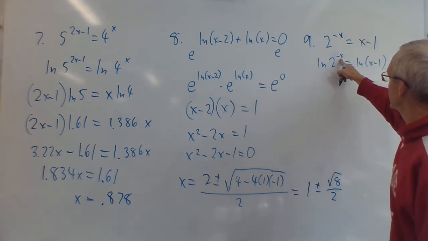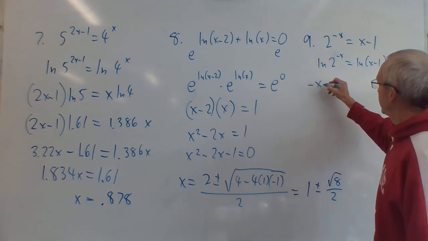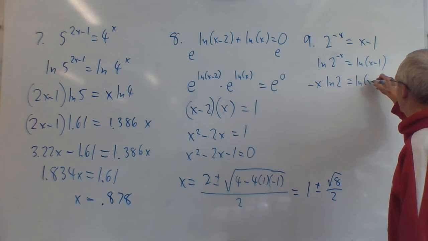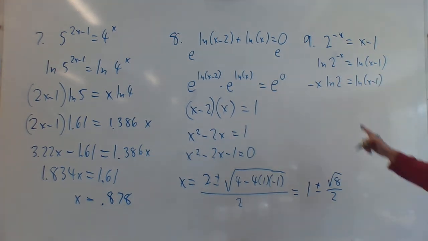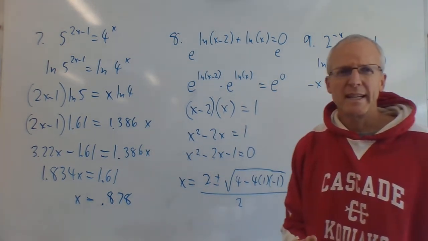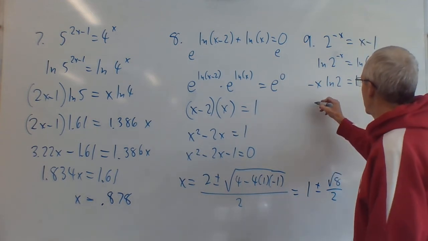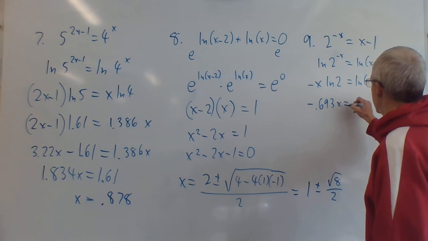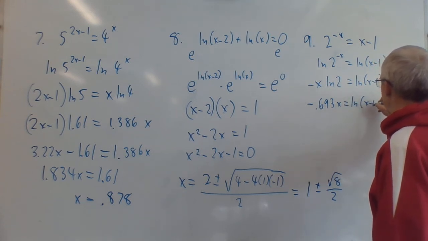This works because that brings the negative x in front. So negative x times ln of 2 equals ln of x minus 1. Okay, ln of 2 is a number. It's like 0.693. I remember that from the earlier problem. So negative 0.693x is equal to the ln of x minus 1.